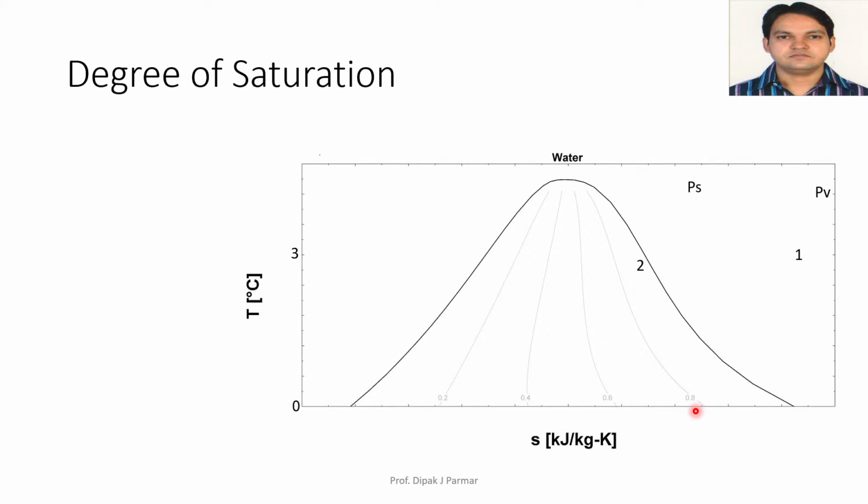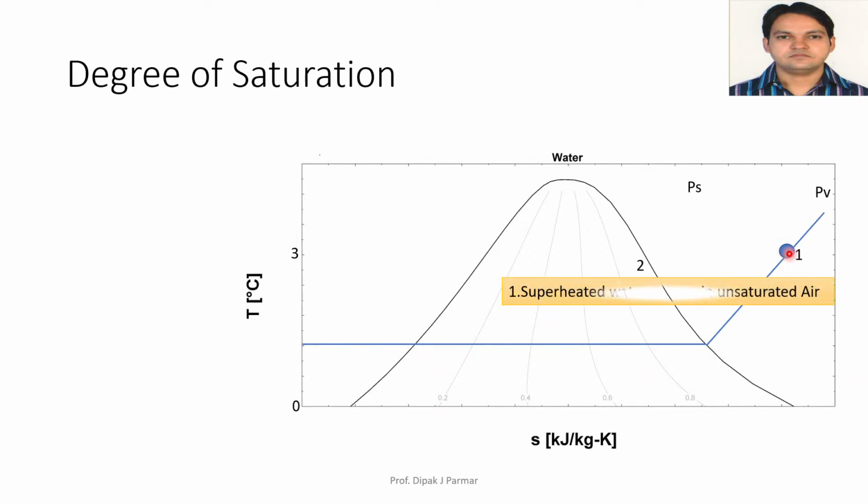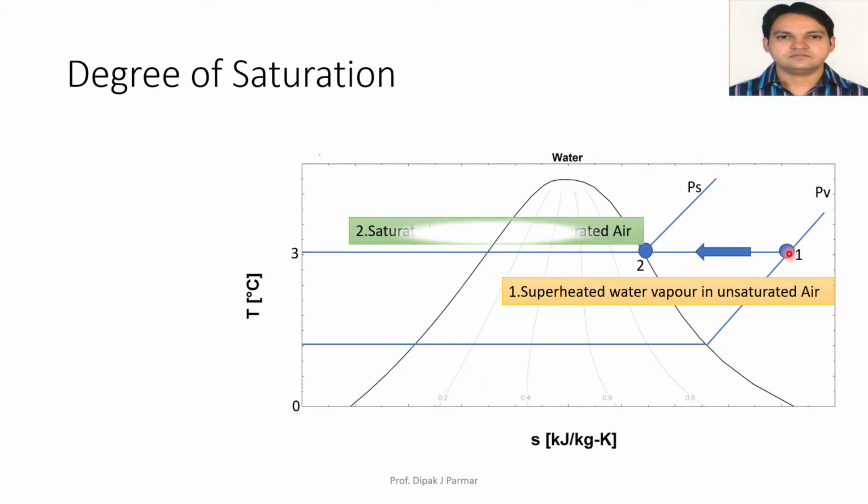The third property we will discuss is degree of saturation. That also we will understand using the TS diagram. I have point 1, which is again a superheated water vapor in unsaturated air. I have another point, point 2, which is a saturated water vapor in saturated air. Initially, point 1 has partial pressure PV. The second point I have shown is saturated water vapor in saturated air, and its pressure is PS.